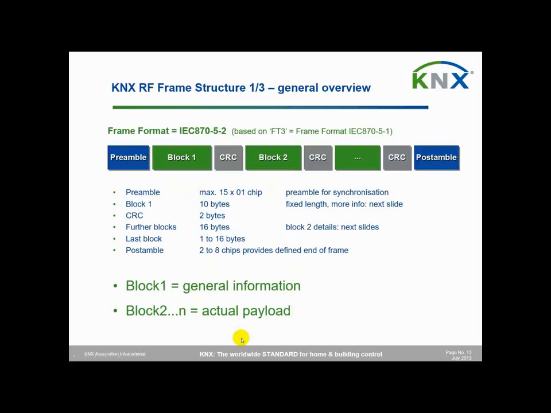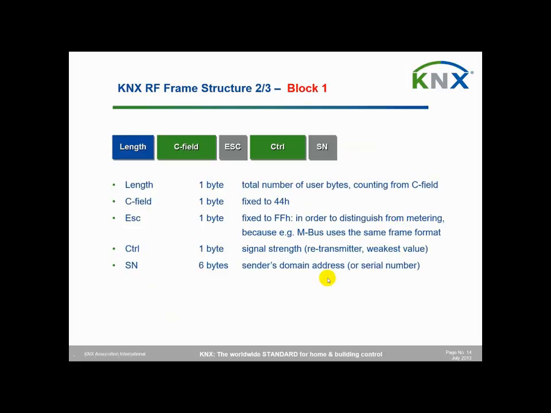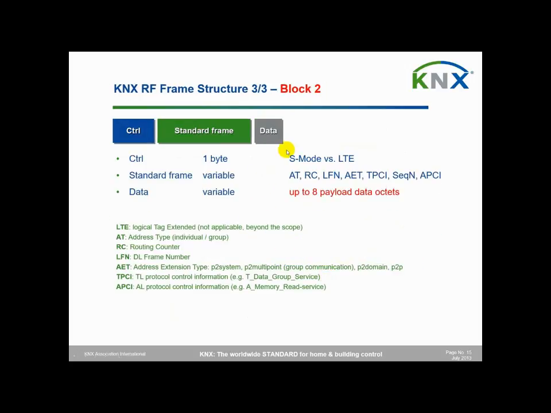In block 1 we will find some general information about the frame, and the block 2 blocks contain the actual payload. So block 1 contains, for example, the signal strength and the sender's domain address, and in block 2 we will find the actual payload or a part of the payload, containing up to 8 payload data octets. So it can be anything related to payload. Useful data is also a synonym. Okay.